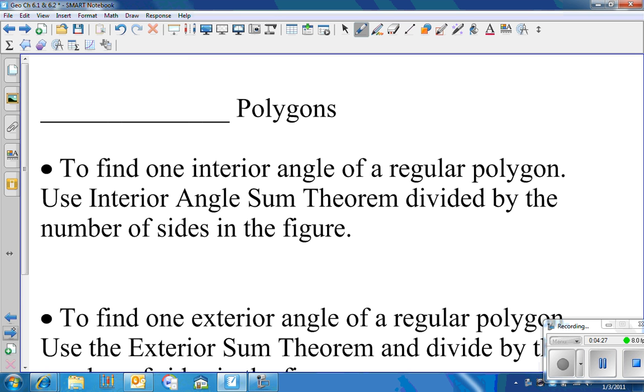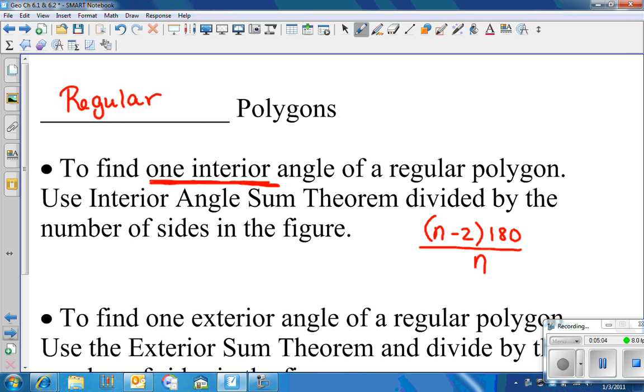All right, remember I talked about regular polygons? Regular polygons are both equiangular and equilateral. They have to fit both of those. All right, to find one interior angle of a regular polygon, you're going to use the interior angle sum theorem, but then divide by the number of sides. So remember that is (n minus 2) times 180 divided by n. And this is only to find one interior angle, not to find the sum of the angles. And it has to be of a regular polygon, not any shape.